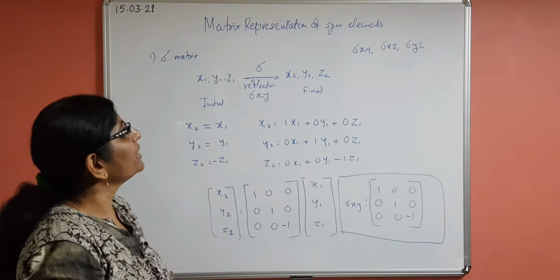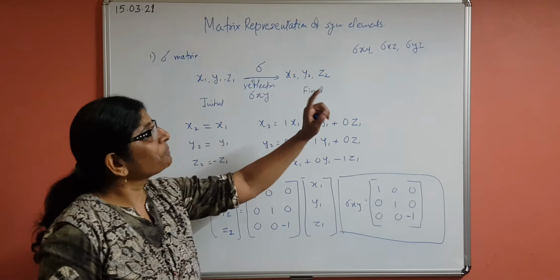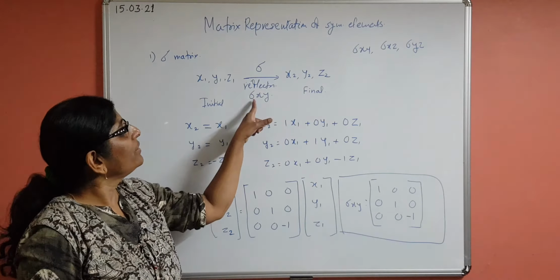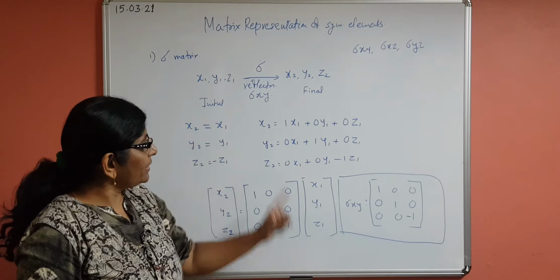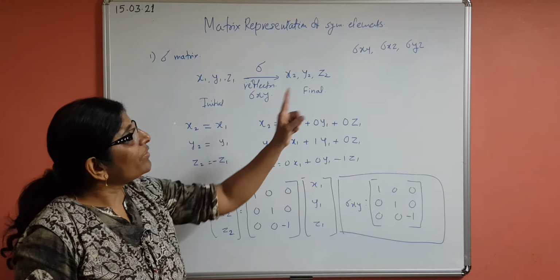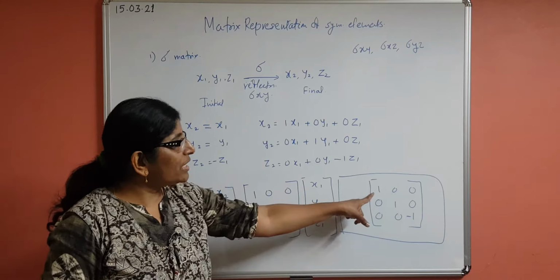That way we have to explain. If it is the xz plane, y will be negative. When it is the xz plane, instead of xy or xz, minus 1 will come for y. When it is the yz plane, x will come negative.